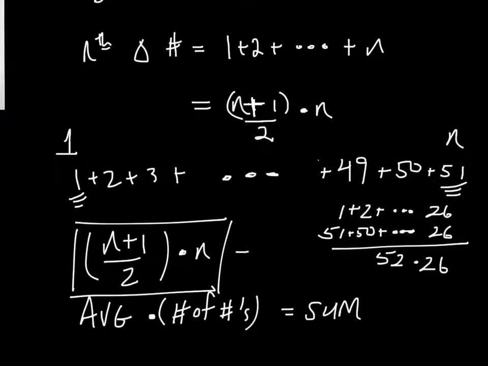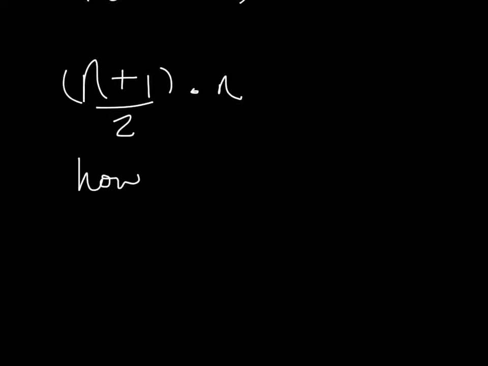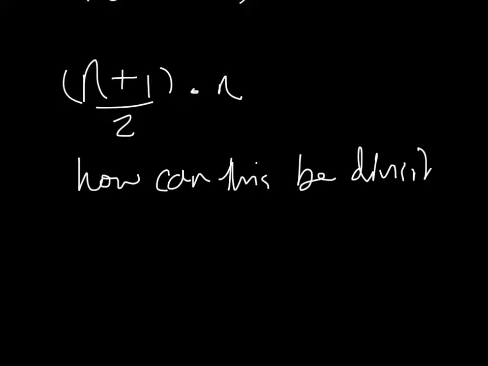So this is also, by the way, n plus 1 choose 2. Did you recognize that? This is also n plus 1 choose 2. So now, how can a number like n plus 1 over 2 times n be divisible by 7?